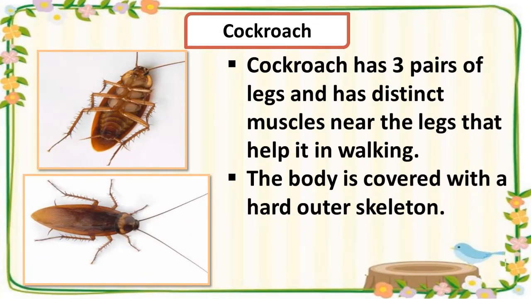The next one is cockroach, which is commonly seen. You may have observed it moving. So let's find out how it moves. A cockroach can walk and climb as well as fly in the air. A cockroach has 3 pairs of legs and has distinct muscles near the legs that help it in walking. The body is covered with a hard outer skeleton. This outer skeleton is made of a number of plates joined together and that permits movement.